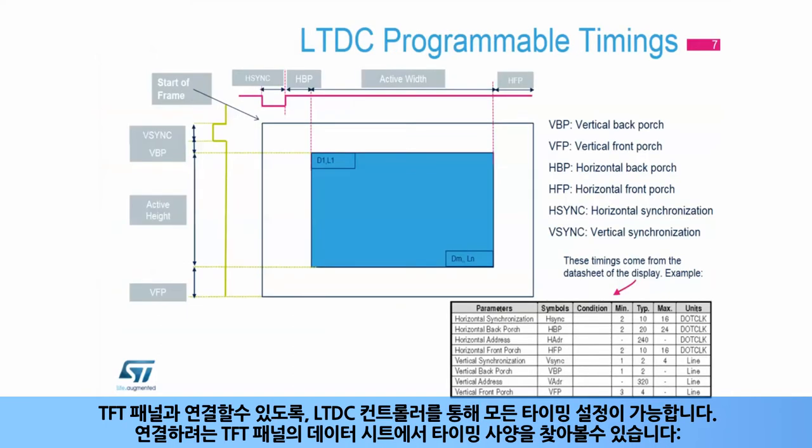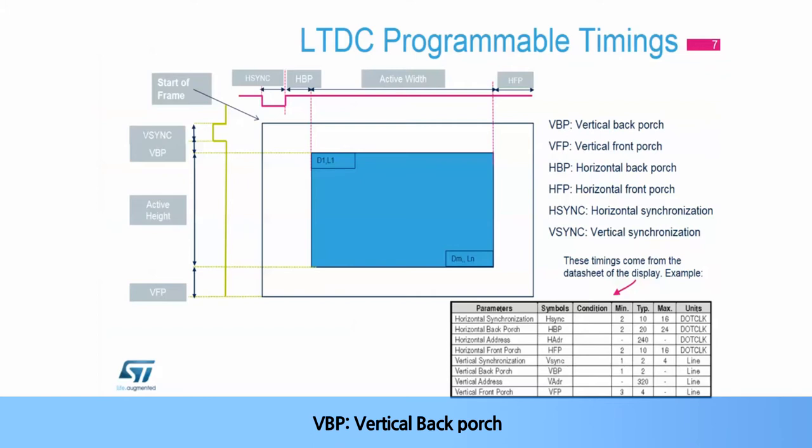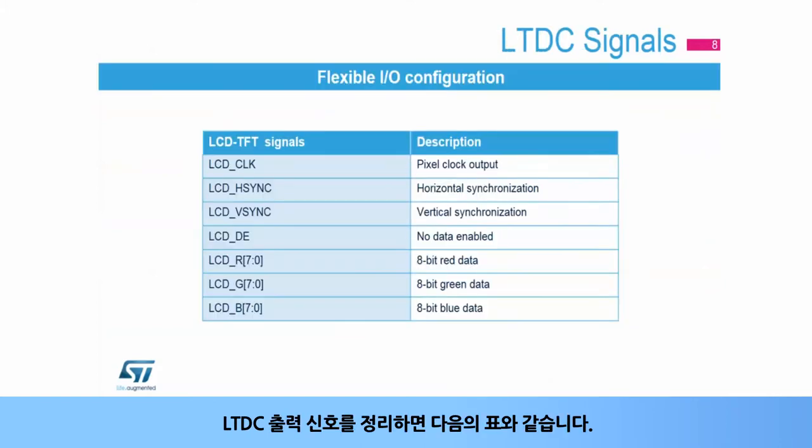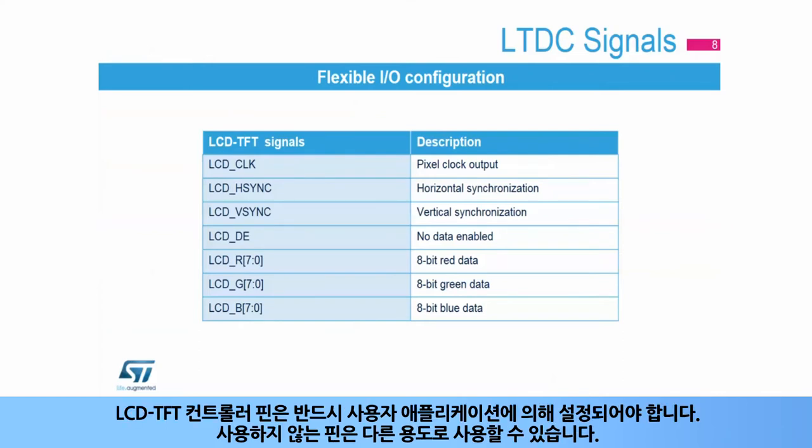To interface with TFT panels, all timings are programmable through the LTDC controller. These timings come from the TFT panel data sheet and are VBP, vertical back porch, VFP, vertical front porch, HBP, horizontal back porch, HFP, horizontal front porch, H-Sync, horizontal synchronization, and V-Sync, vertical synchronization. The LTDC output signals are summarized in this table. The LCD-TFT controller pins must be configured by the user application. The unused pins can be used for other purposes.